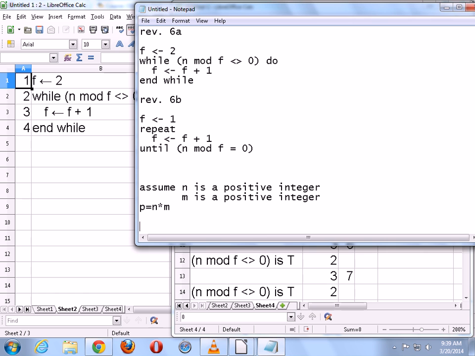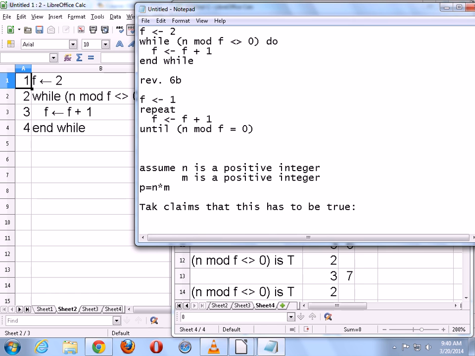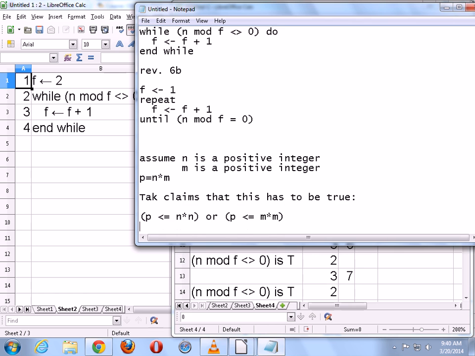But here's what I'm claiming. TAC claims that this has to be true. What has to be true is this: p has to be less than or equal to n times n, or p has to be less than or equal to m times m.